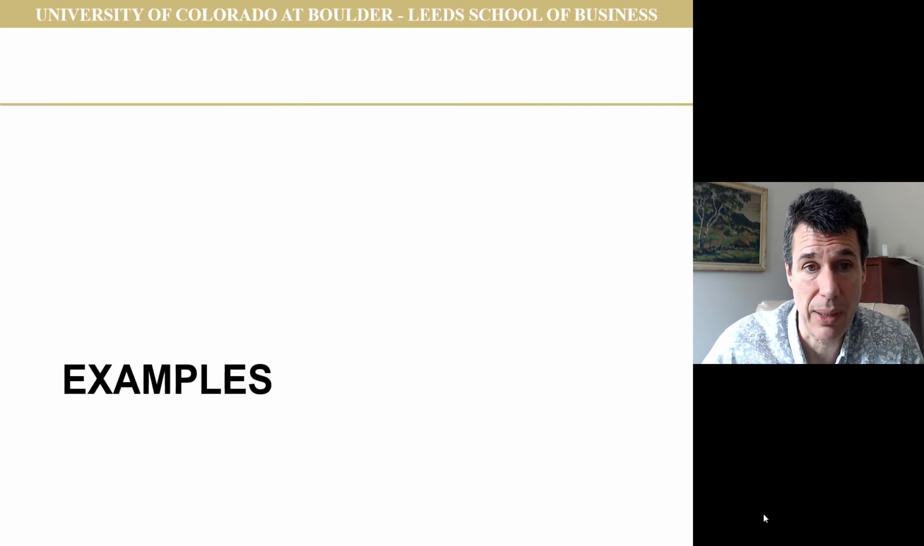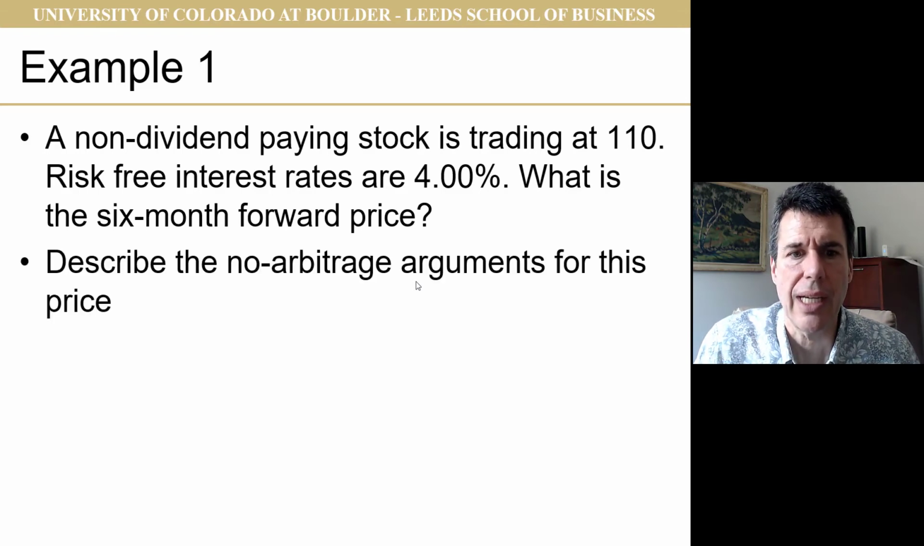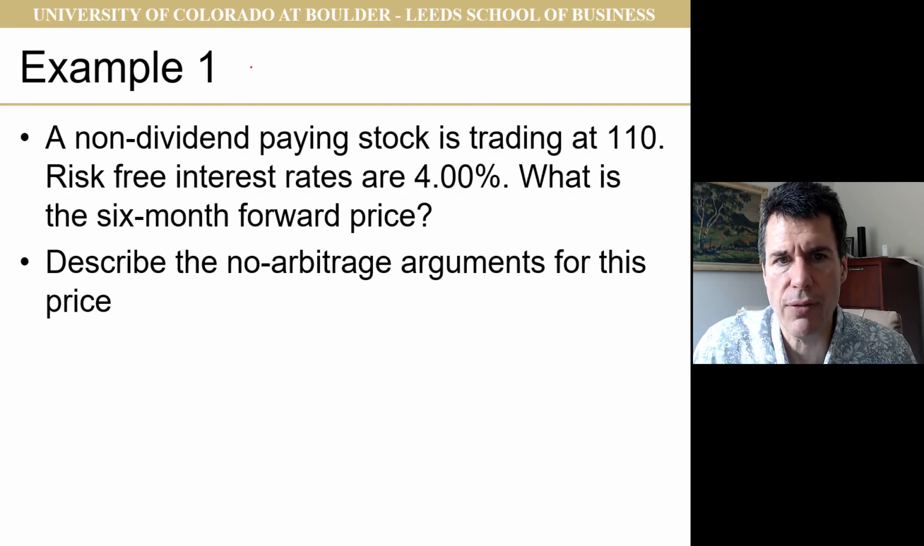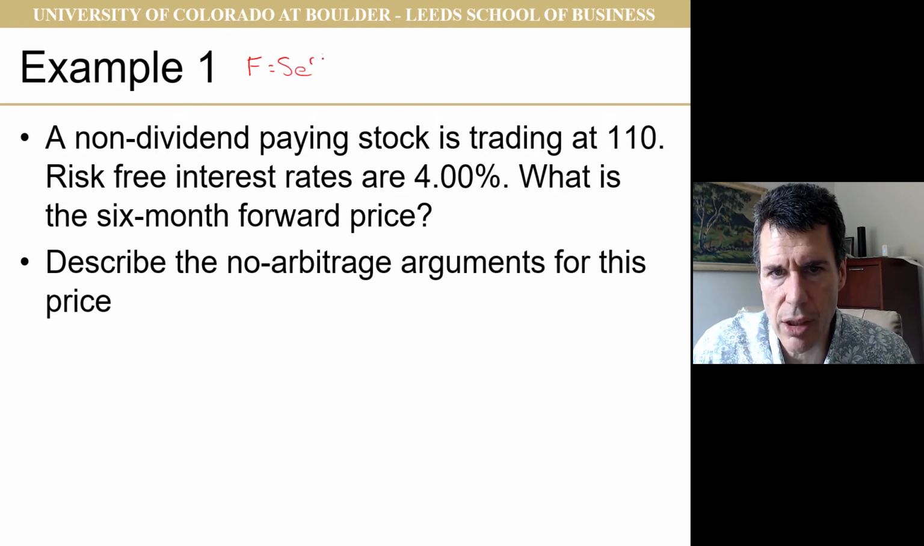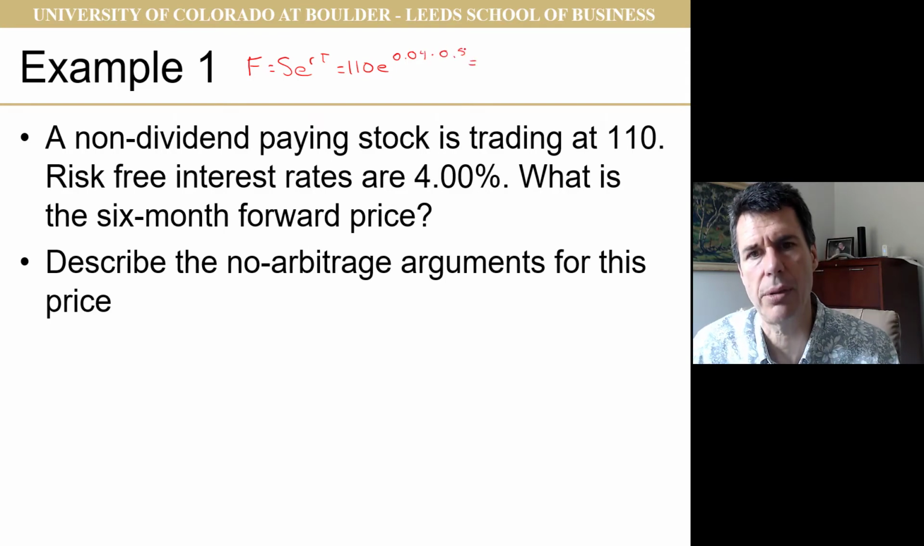So let's do a couple of examples. In our first example, we want to look at a non-dividend paying stock trading at 110. Risk-free interest rates are 4%, and we want to know what the 6-month forward price is, and then we want to work through the no arbitrage arguments for this price. So our formula is S e to the RT, or in our case, 110, so the spot price is 110, e to the 0.04 times 1/2. So let me flip to the calculator.